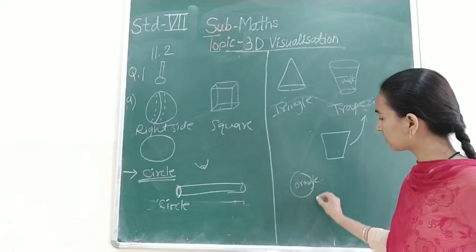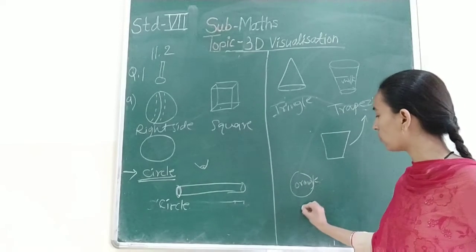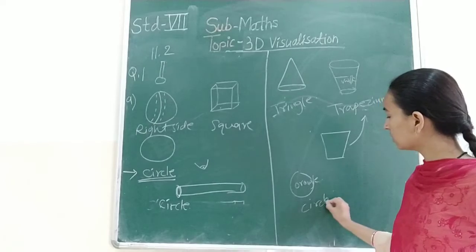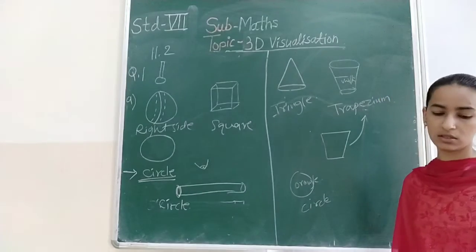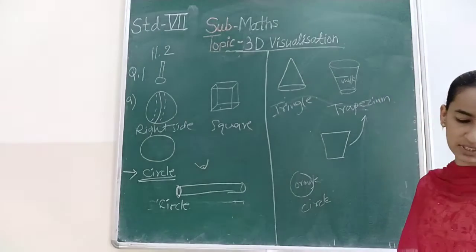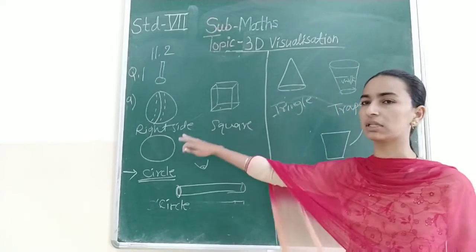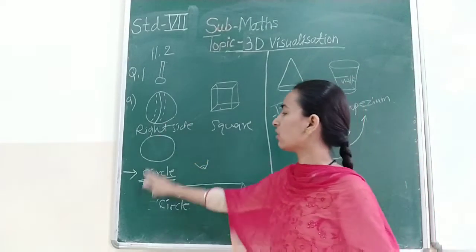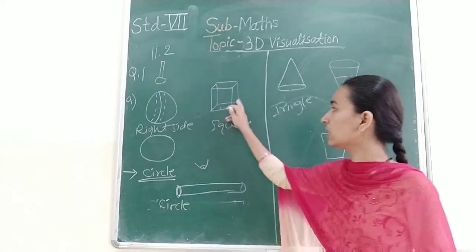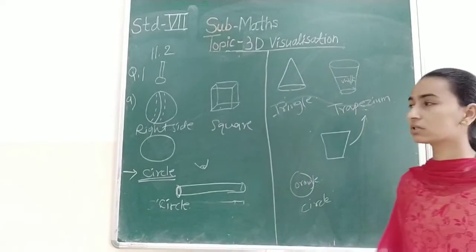When you see from the left side or the right side, whichever side, it looks like a circle. Okay. The next one is the left side. When you see from the left side, now the right side is over. Now take the left side. From the left side also, it looks like a circle. It is a square. It is also a circle.